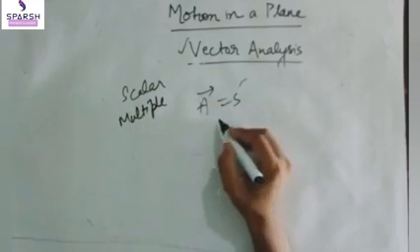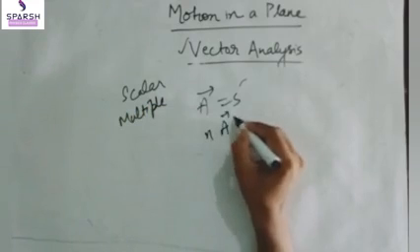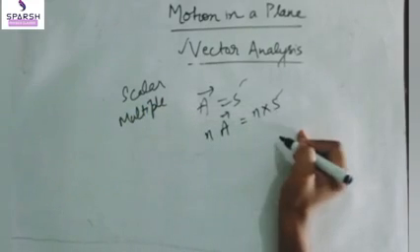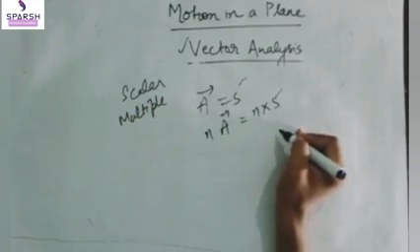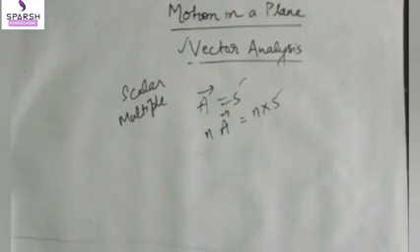Vector A is equal to 5, so nA is equal to n times 5. Just multiply the number with that scalar quantity. Next one is collinear vector.